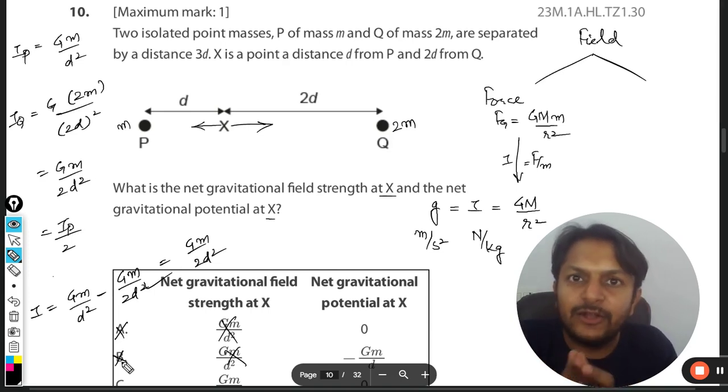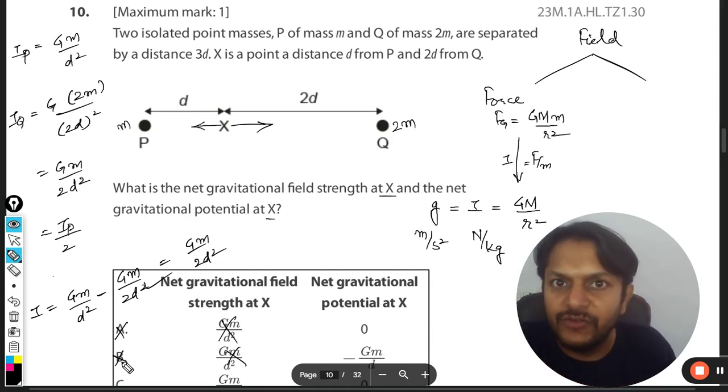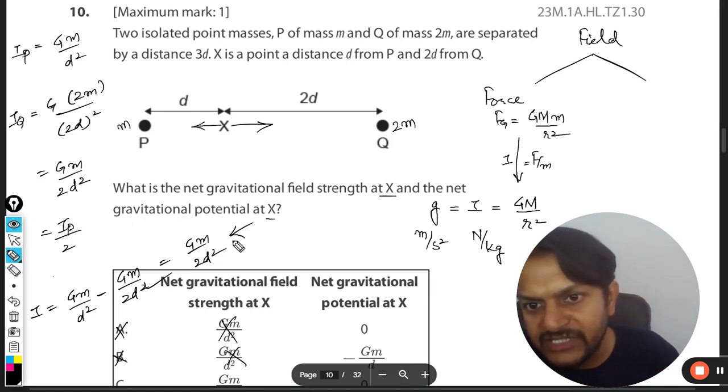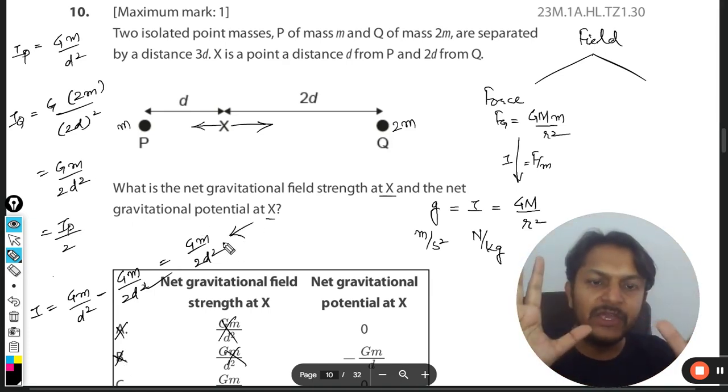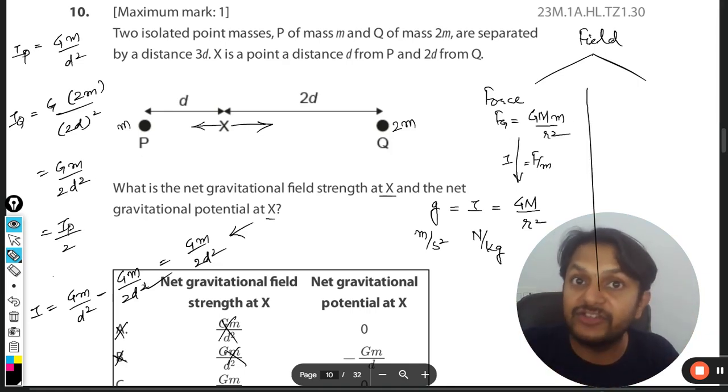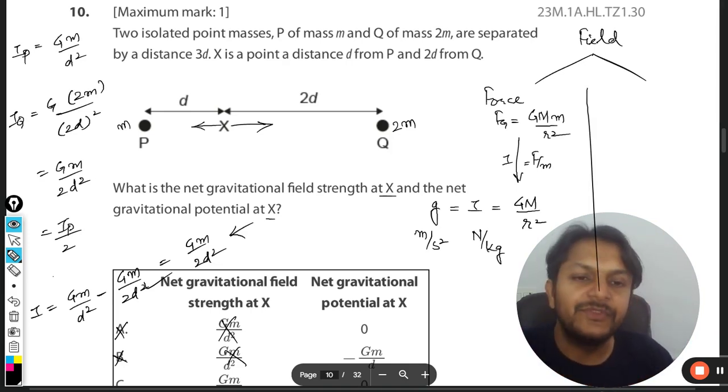The options C and D are not shown in the visual here, so wait for it, I will show you later. So the answer will be GM by 2d square. That is clear. So this is the first part of the question. Now what is the second thing? The second thing is gravitational potential. Before that, we have to learn a couple of things.